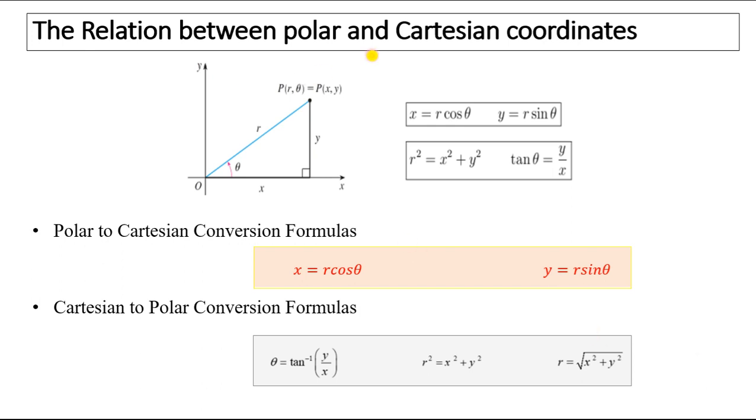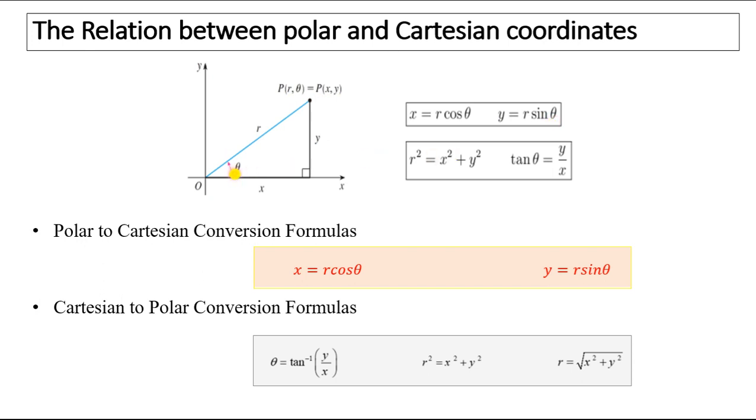Relation between polar and Cartesian coordinates. In this right triangle, the point P in Cartesian is (x, y). The point P in polar is (r, theta). I want to know the relation between the polar and Cartesian coordinates. In the right triangle, sine theta equals y over r. Thus, y equals r sine theta.